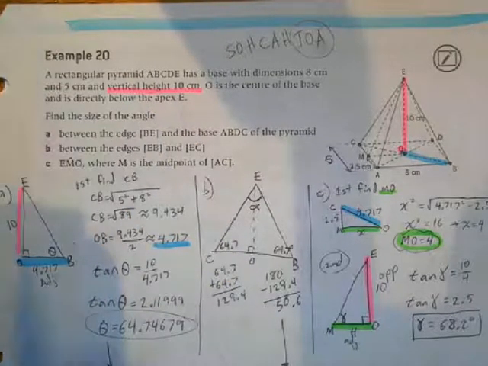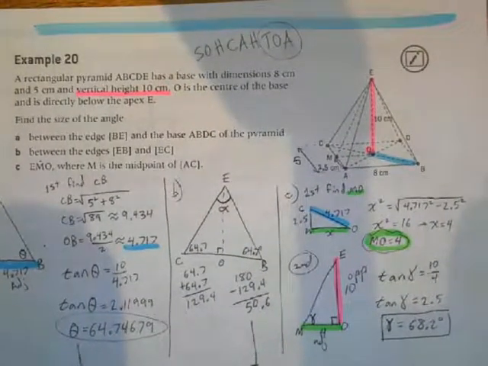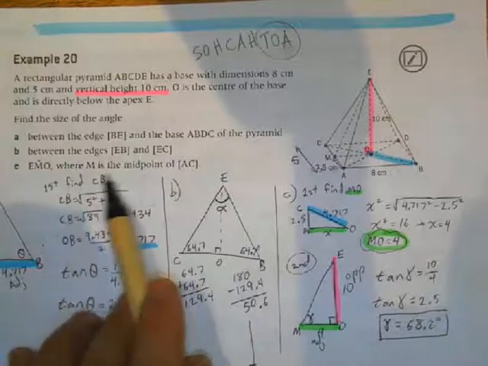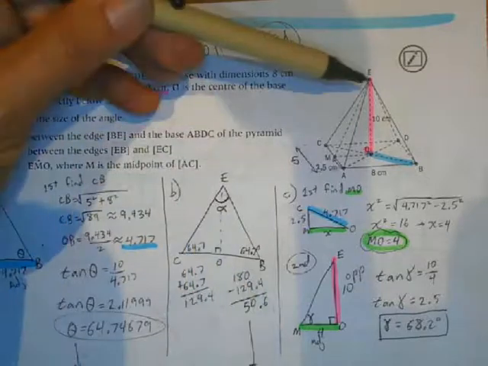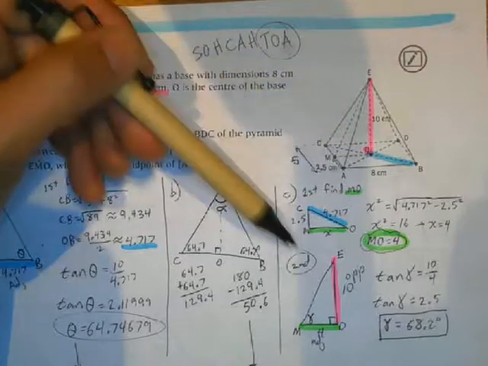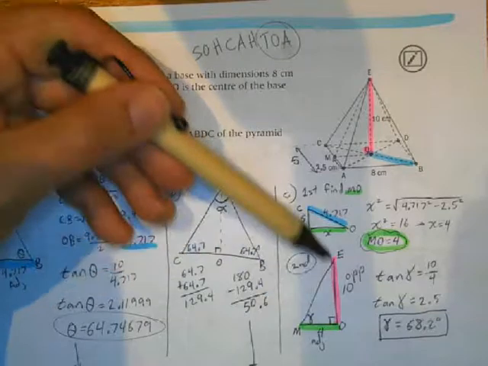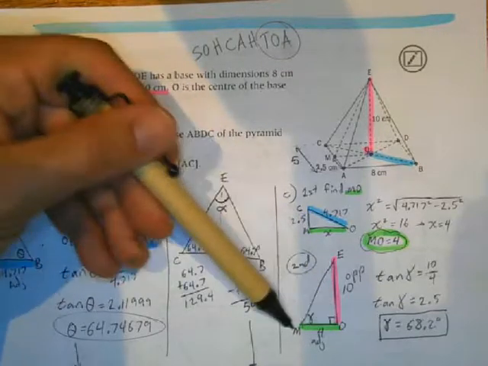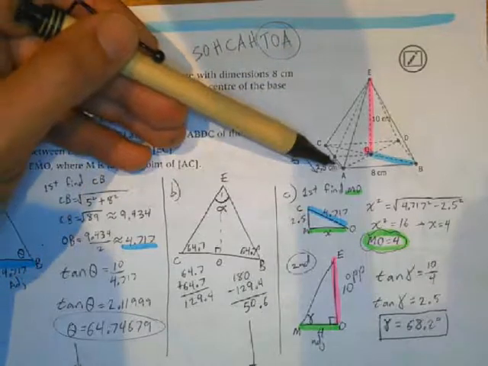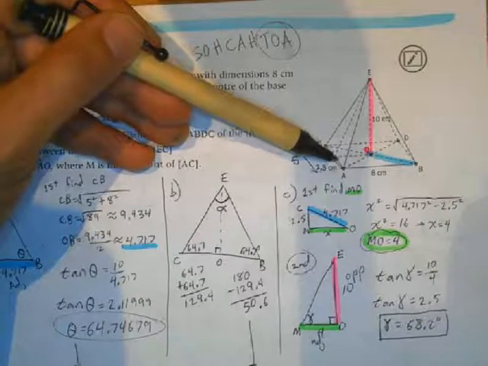That was a much easier problem. Okay, you may want to hit pause to copy this down. Question C, find angle EMO where M is the midpoint of AC. EMO. So I'm going to redraw that here. EMO. And we already know this height here is 10. From M to O, we don't know that length, but we do know that this is 5. So from M to A is 2.5. We need to figure out this distance here.